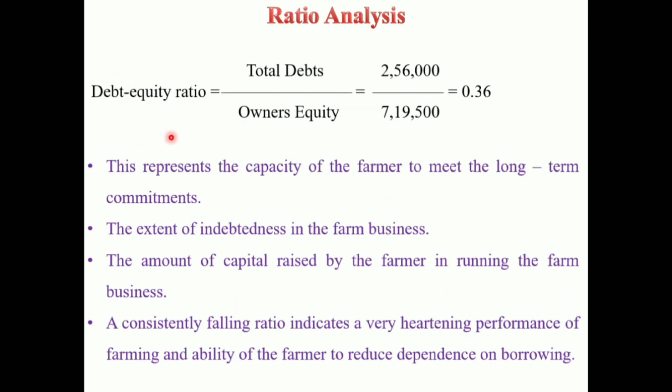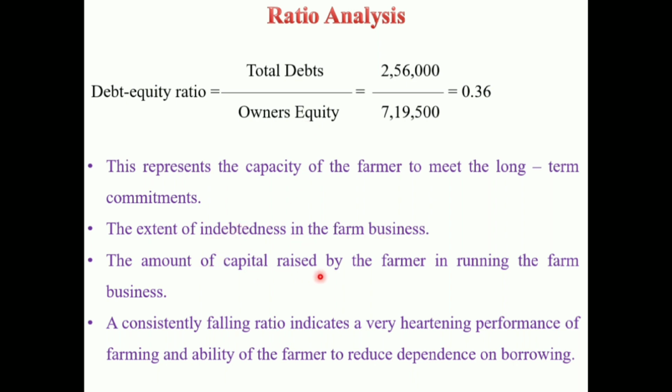Then the debt equity ratio shows the relationship between the debt and equity. Here we consider the total debt. This represents the capacity of the farmers to meet the long term commitment. The extent of indebtedness in the farm business is also shown with the help of the debt equity ratio. The amount of capital raised by the farmer in running the farm business is also shown, because total liability is the capital borrowed from the outside, and this is the owner's equity, the capital in hand of the farmer. That's why this ratio indicates the indebtedness in the farm business.